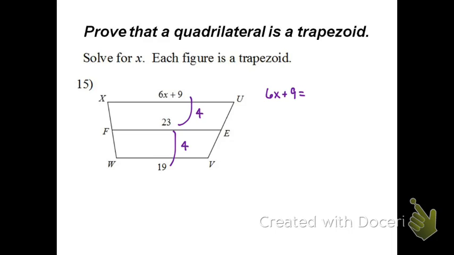building suspense here, 27. Okay, so 6x plus 9 equals 27. Solve it. Alright, slide the 6x over. We get 6x equals 18. If we divide both sides by 6, x equals 3.